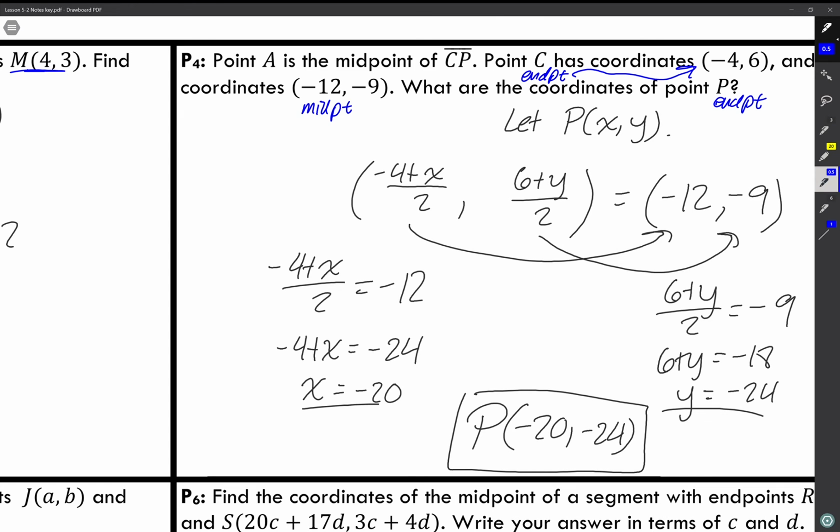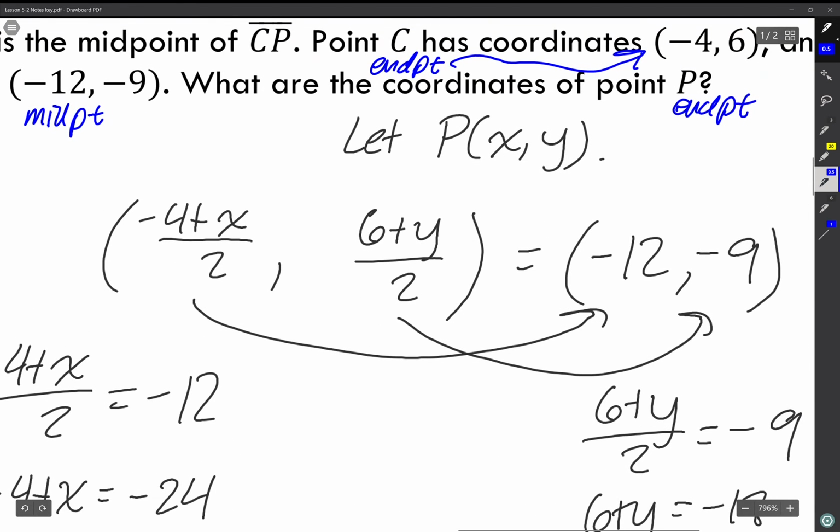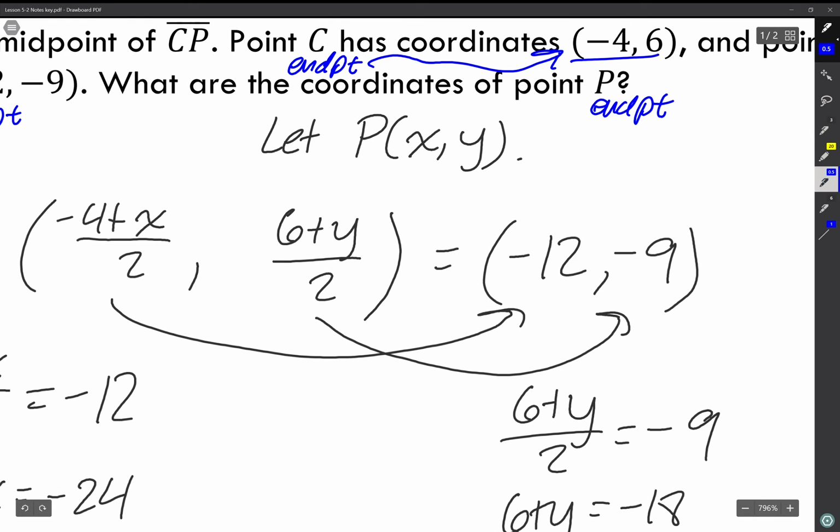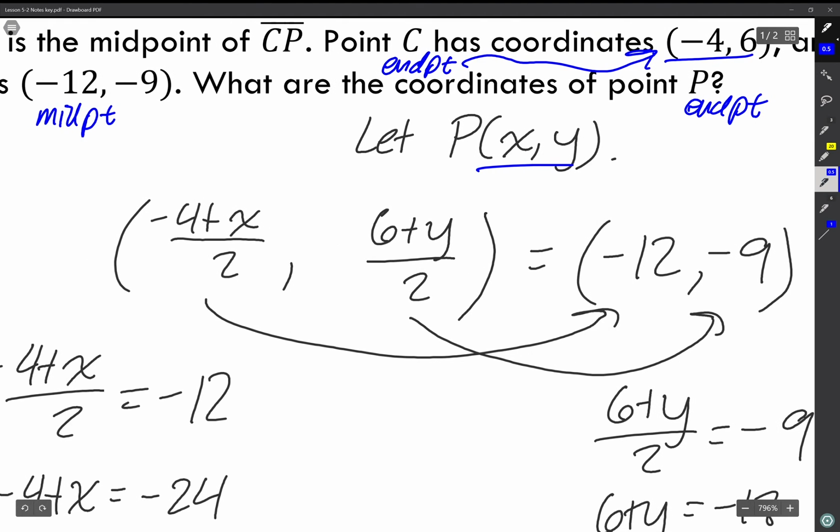So that's why we have to be able to read the problems and understand what we're given and what we know and what we're trying to find, because they can be written different ways. Since we do not know P, we're going to let P be x and y. We're going to solve it kind of like we did last time. So our endpoint coordinates are -4, 6, and x, y. So we plug into the formula, and we get (-4 plus x) over 2 and (6 plus y) over 2, and that equals -12, -9, because those are the coordinates of the midpoint.